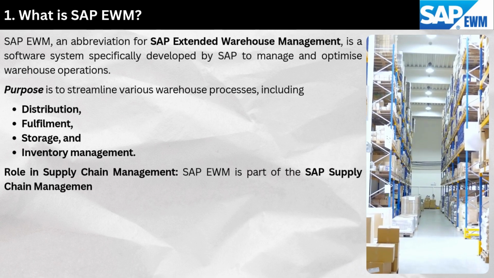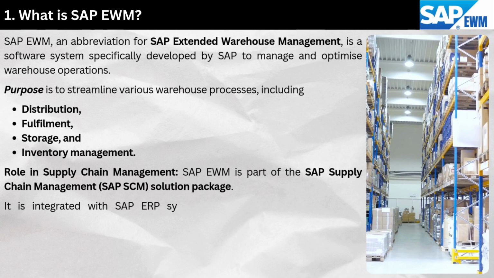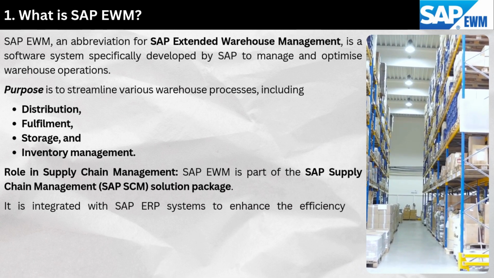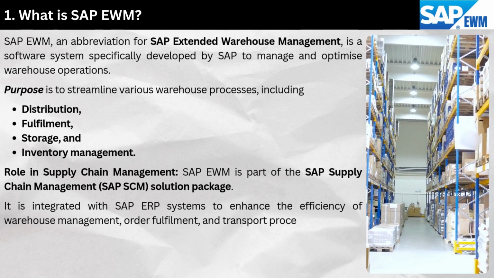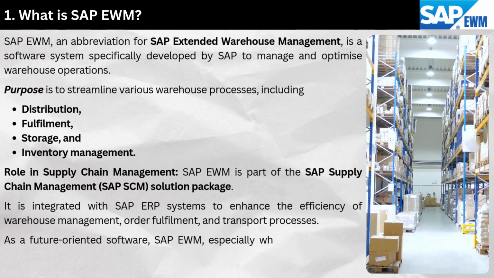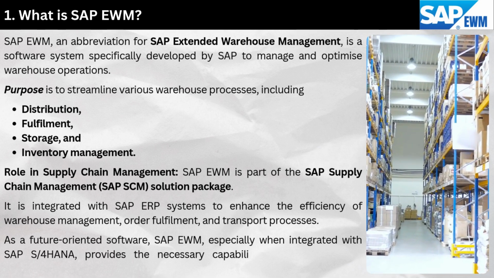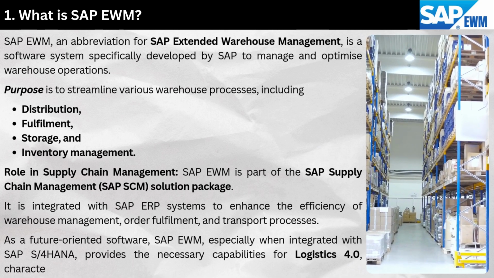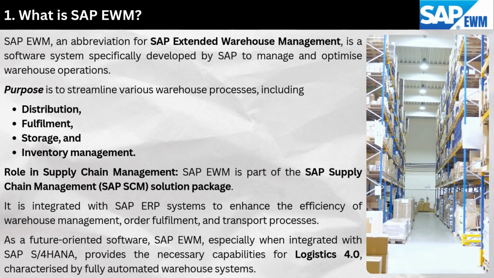Role in supply chain management. SAP EWM is part of the SAP Supply Chain Management, SAP SCM, solution package. It is integrated with SAP ERP systems to enhance the efficiency of warehouse management, order fulfillment, and transport processes. As a future-oriented software, SAP EWM, especially when integrated with SAP S/4HANA, provides the necessary capabilities for Logistics 4.0, characterized by fully automated warehouse systems.